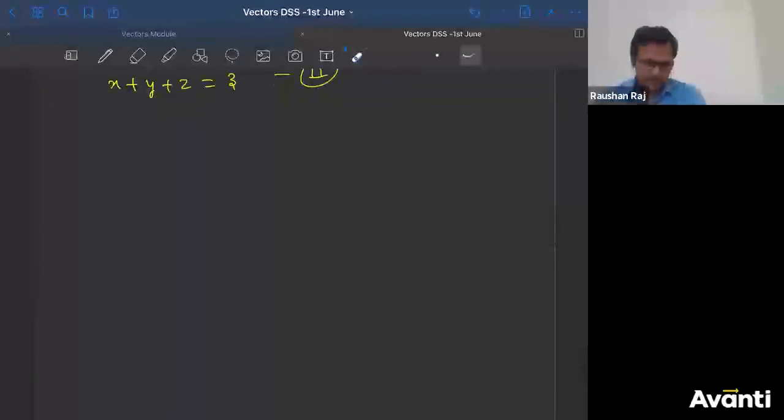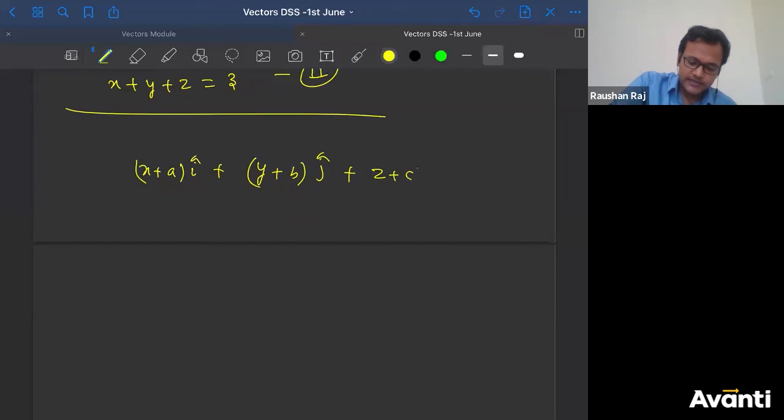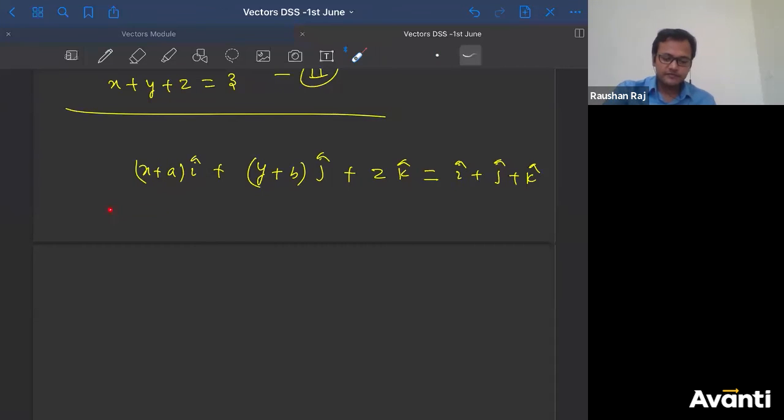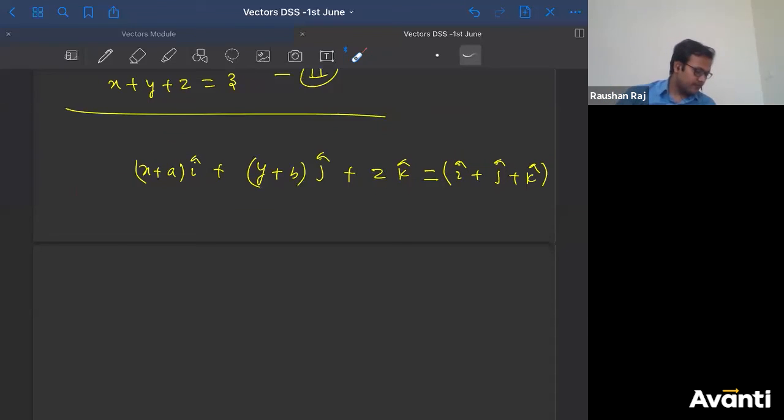See, if I write this, a very, very important point, please look at this. If I write x plus a i cap plus y plus b j cap plus z plus c k cap, and c can be anything, is equal to i cap plus j cap plus k cap, tell me what is the value of x from here? This vector is equal to this vector. Come on guys, tell me what is the value of x from here? Yes, 1 minus a, correct.